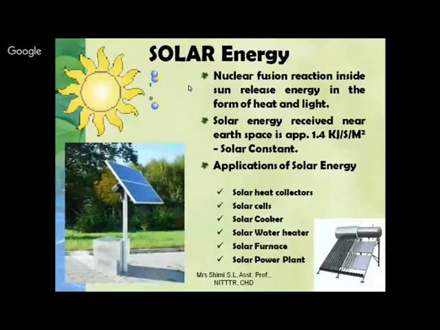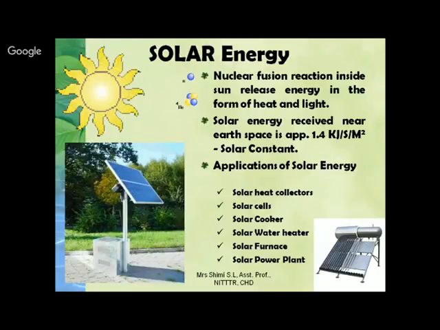When these tritium and deuterium bombard, a large amount of energy is generated, and that energy can be utilized at the earth's surface. The solar energy received near the earth's space is 1.4 kilojoules per second per meter squared, which is said to be the solar constant. That is the energy the earth's surface is receiving, continuously, but not throughout the year. That is a disadvantage of solar systems also; we'll see it later. So how do we harness this energy in an efficient way? That is what we have to see.